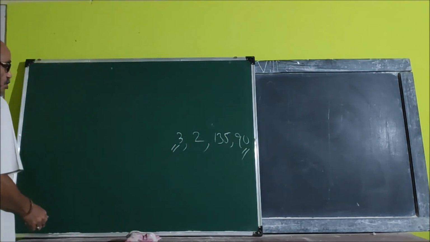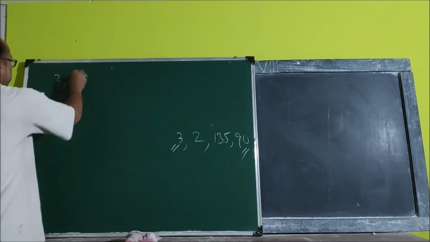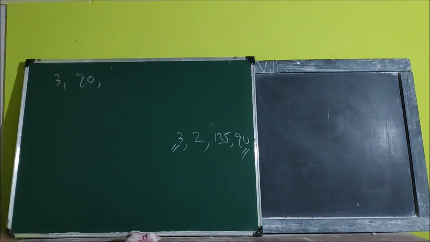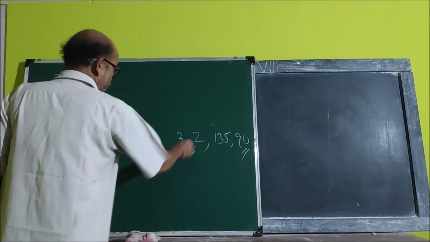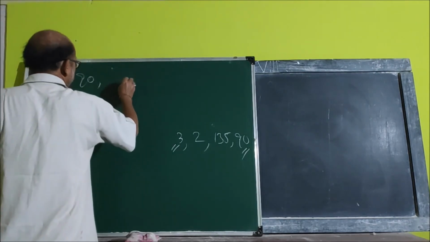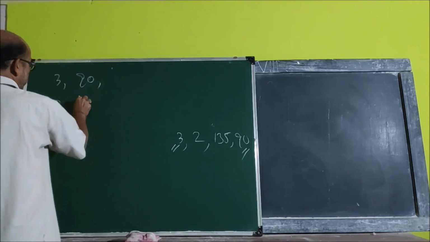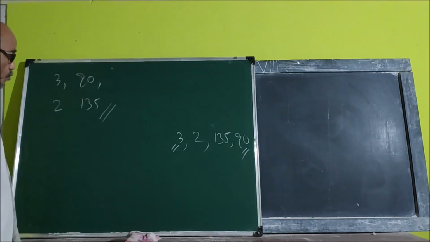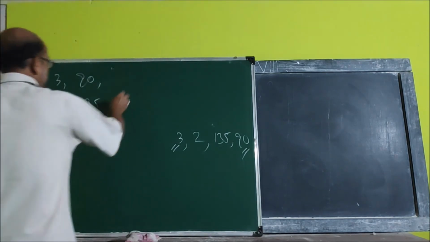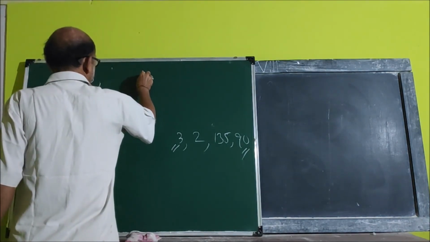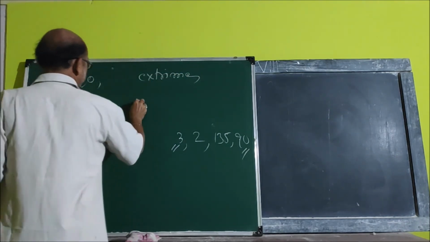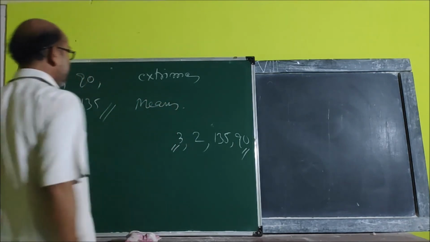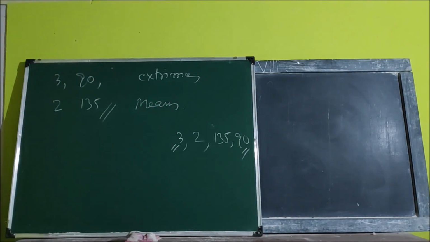Here 3 and 90 are called the extremes, and 2 and 135 are called the means. 3 and 90 are the extremes, and 2 and 135 are the means.